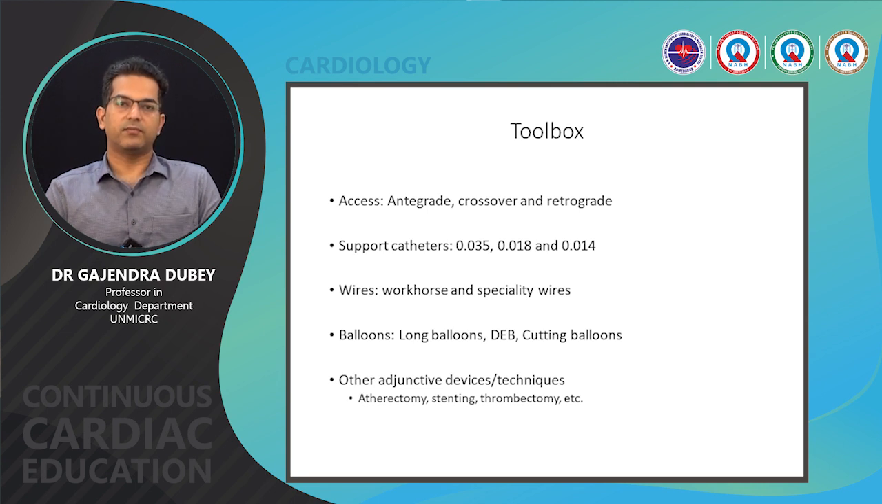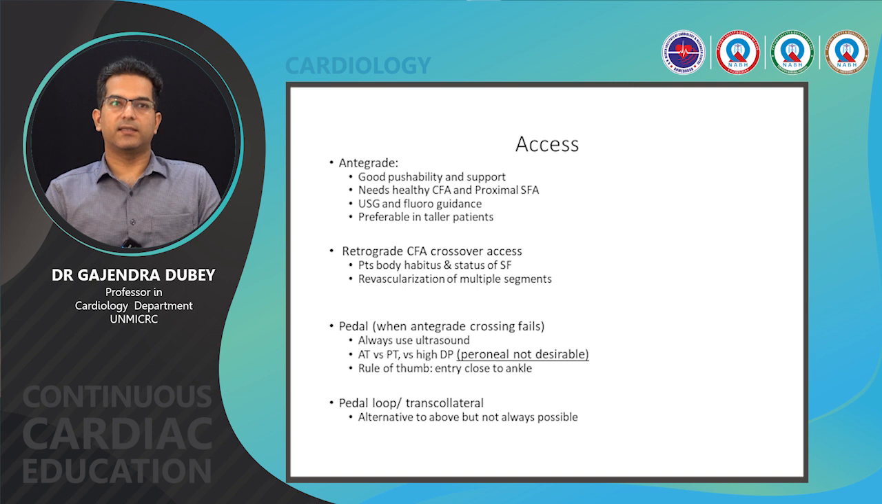So if we come to the access, the antegrade access has several advantages. It gives us good pushability and support, but it needs a healthy CFA and proximal SFA so that we can puncture that area and put in a sheath there. USG and fluoro guidance should be used to get an antegrade access, otherwise it is associated with higher rates of complications, predominantly hematoma, bleeding and even AV fistulas.